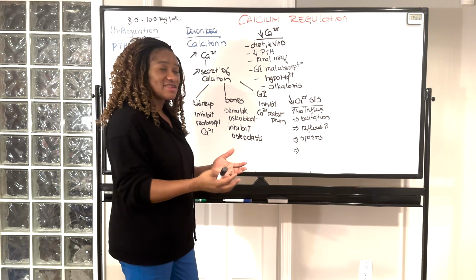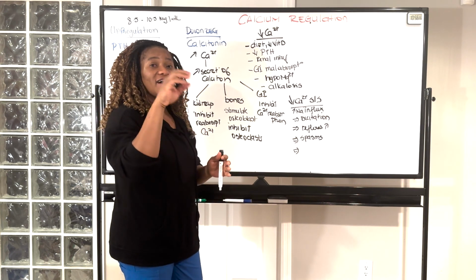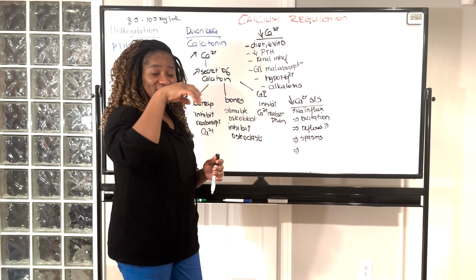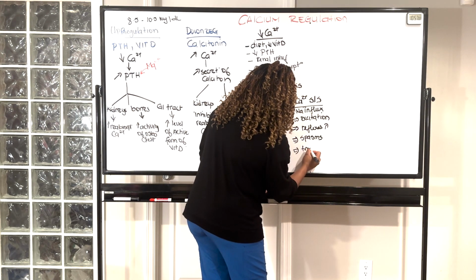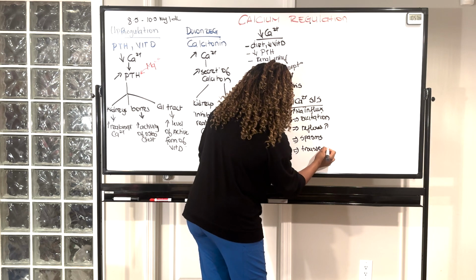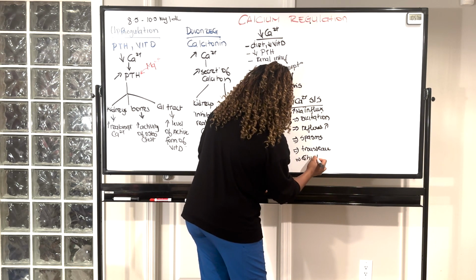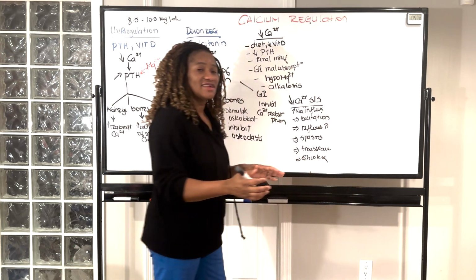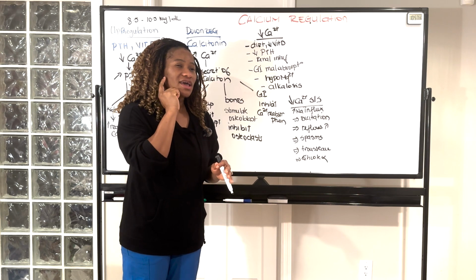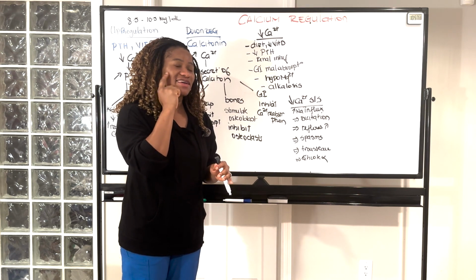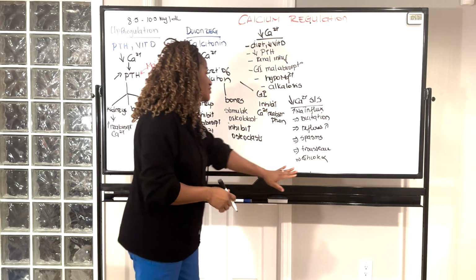The Trousseau sign is when you have a blood pressure cuff inflated and the wrist goes into a flexion like this. That's a Trousseau sign. And the Schwartz sign is when you tap just right here in front of the ears and you have tingling, these twitches on your face on the same side, and that's the Schwartz sign.